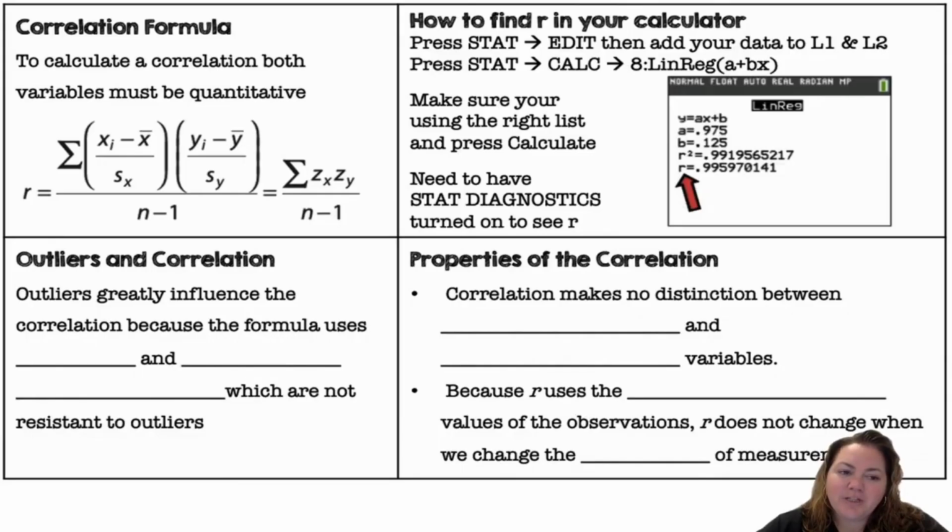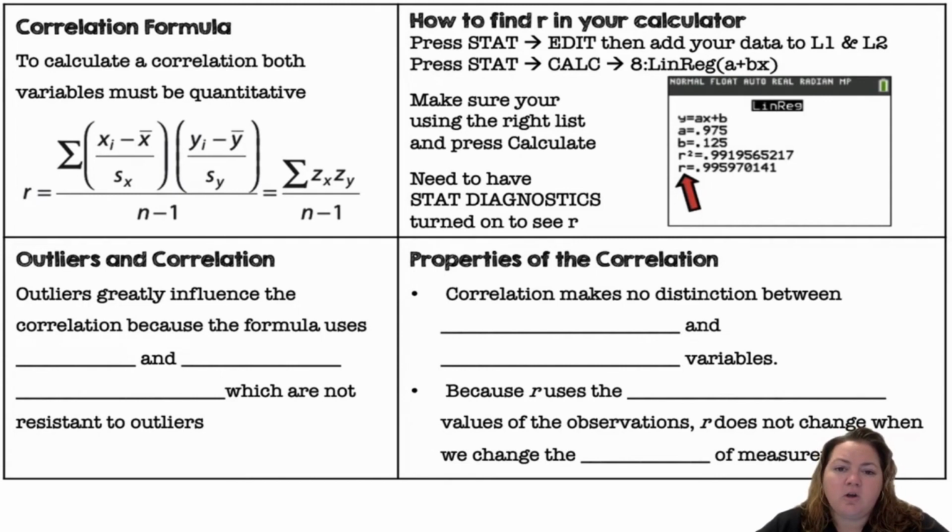All right, the correlation formula, if you wanted to calculate it out by hand, is the summation of each individual x value minus the mean of the x values divided by the standard deviation of the x values. So that would be the z-score of your x values times the z-score of your y values, divided by n minus 1. Remember, we use n minus 1 as a degrees of freedom, kind of a buffer. You're not going to be expected to really use that formula.